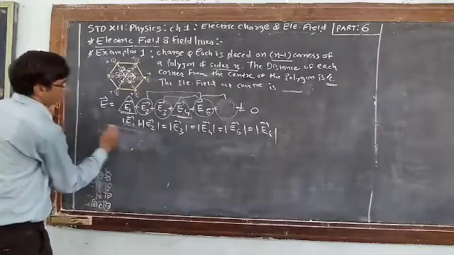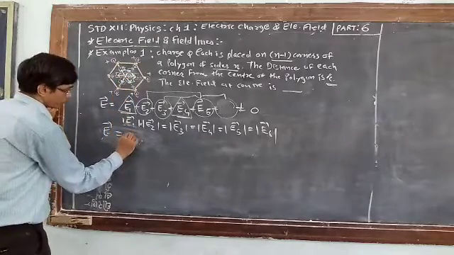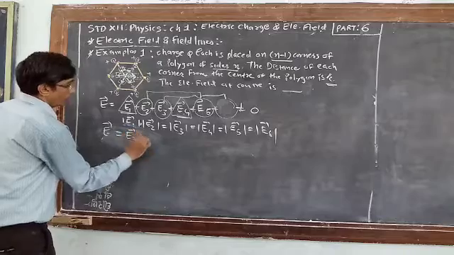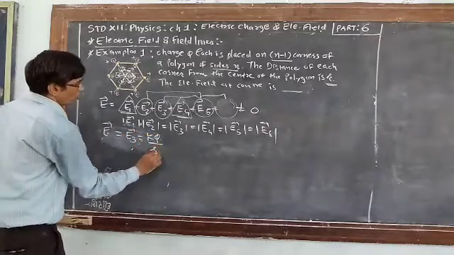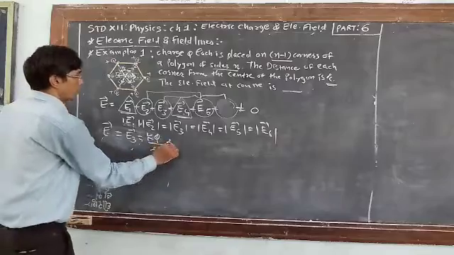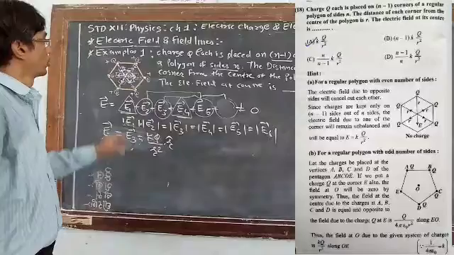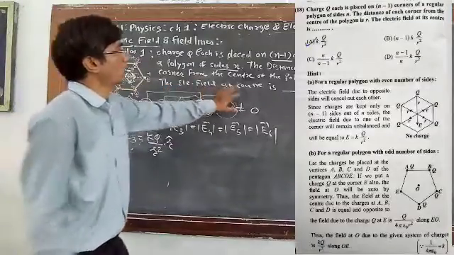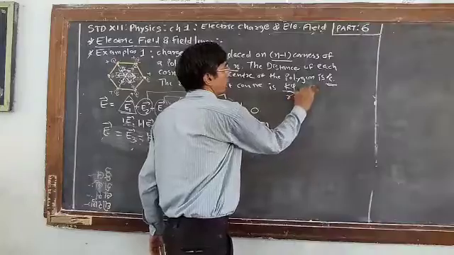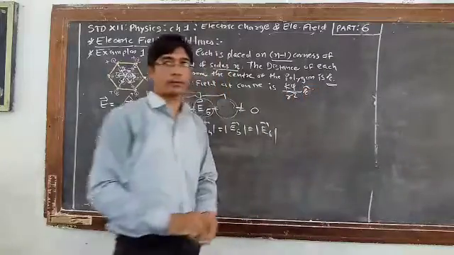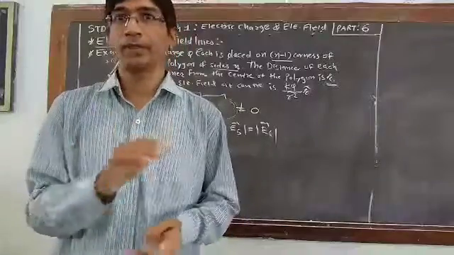So the electric field at the center is given by E3, which is KQ upon r square, unit vector r. So the answer is the electric field at the center is KQ upon r square into unit vector r. Solve the other examples given in the exercise.